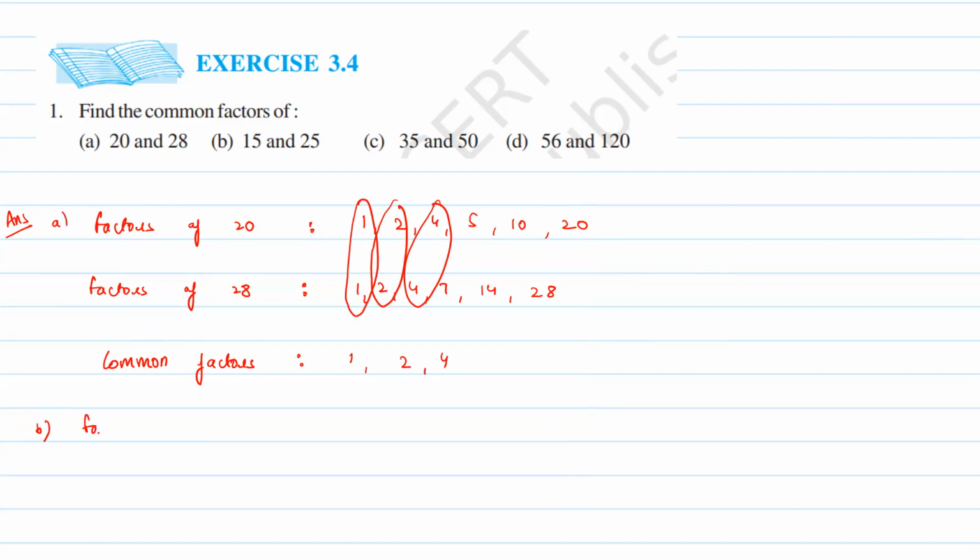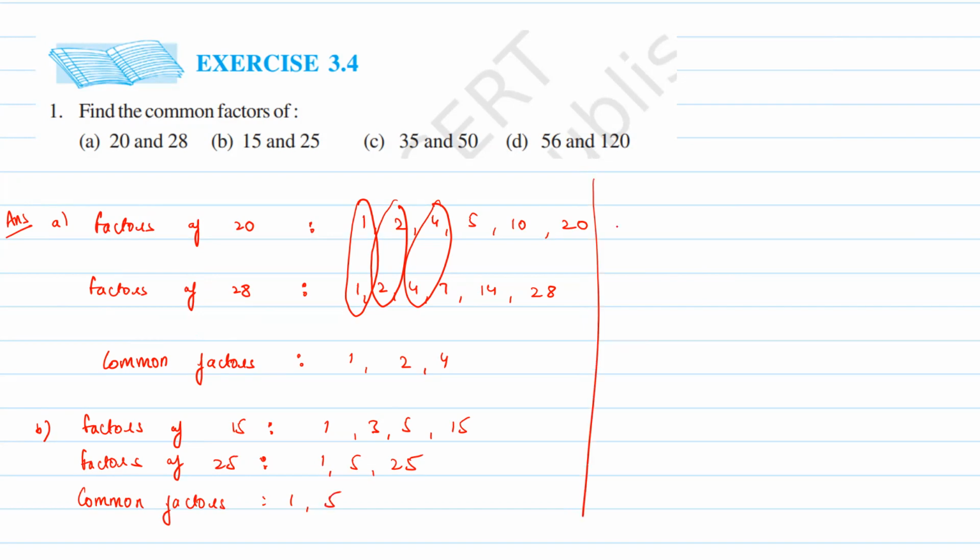For B part, factors of 15: 1, 3. It is not saying prime factor, so you will write all the factors: 1, 3, 5, and 15. Factors of 25: 1, 5, and 25. So the common factors are 1 and 5.